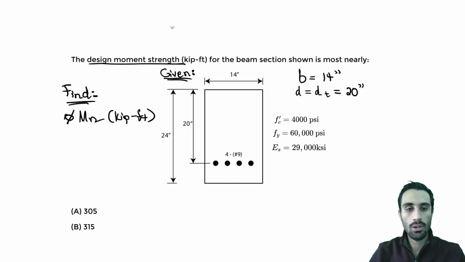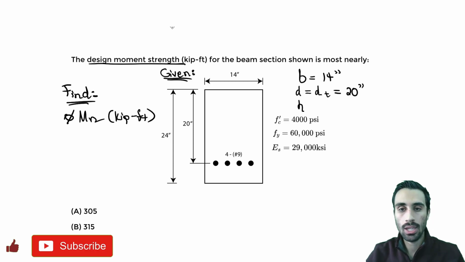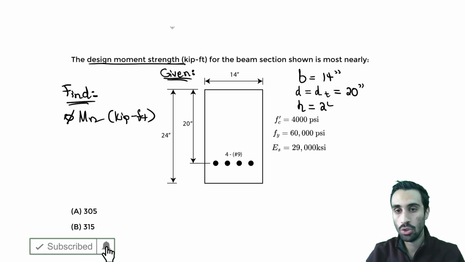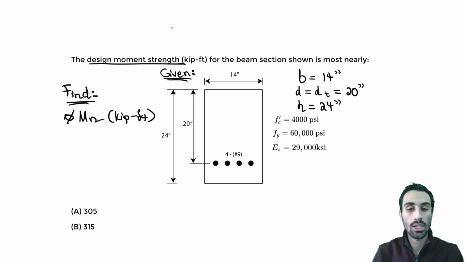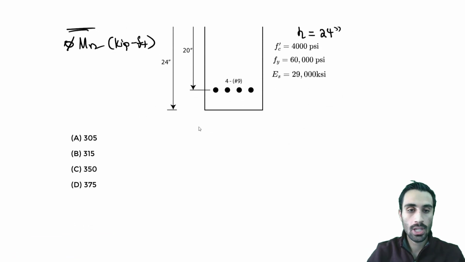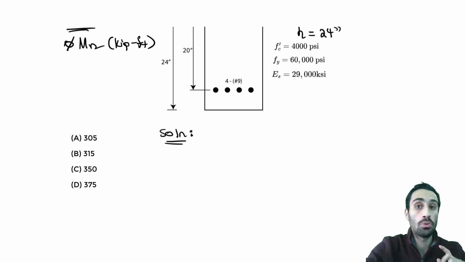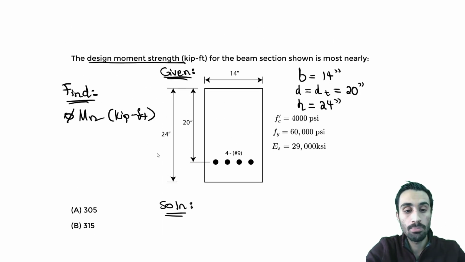So now we know here that this 24, we call that the h. So that's going to be 24 inches. And basically we have it labeled. So that's what we're given. So now let's go into that solution. For the solution, we know the goal is to do what? Find that design moment strength.